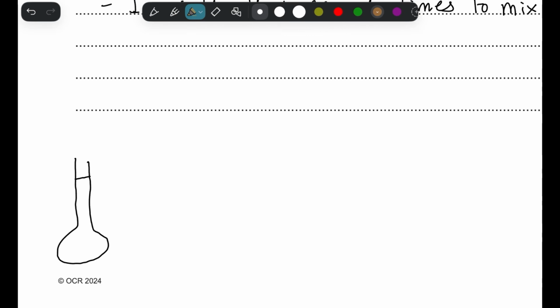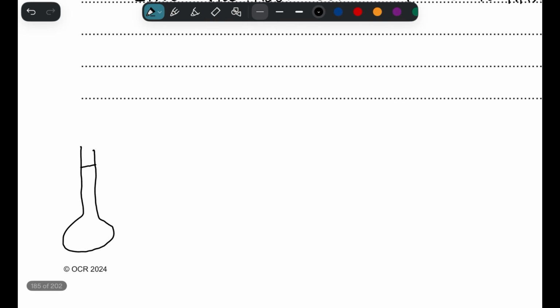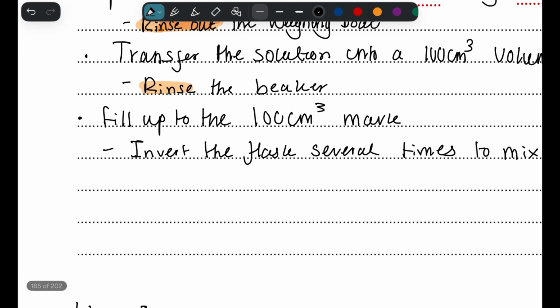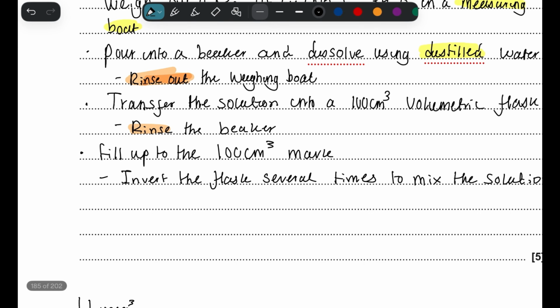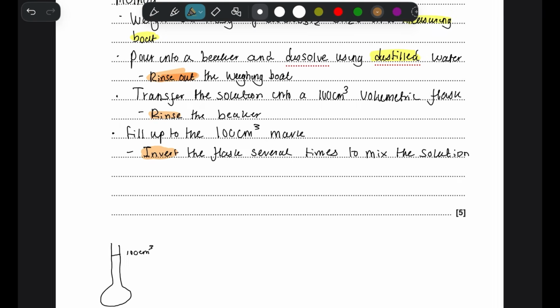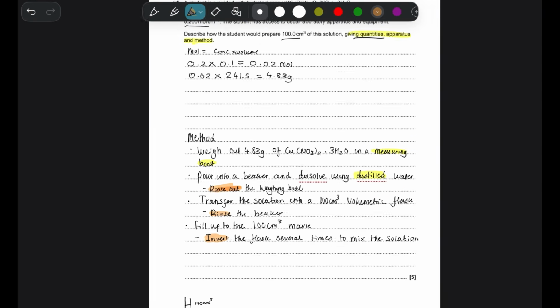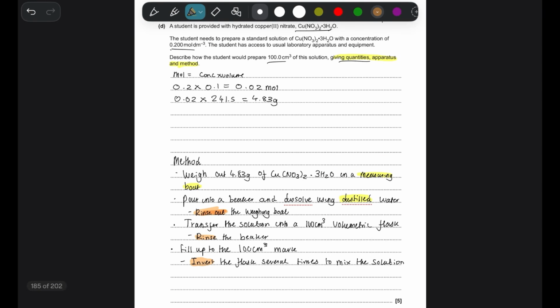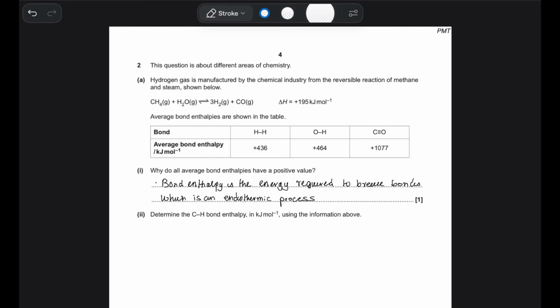Now, in case you don't know, this is what a volumetric flask looks like. It's got that kind of pear-shaped thing at the bottom. And this mark is going to be at 100 centimeter cubed or 250 centimeter cubed, whichever one you're using. Fill it up to the line, and then another really important method point is about inverting the flask several times to mix it. So that's your method, that was your calculation. And you can see here we've used quantities, we used apparatus, and we've also used method. So that's how you're going to get the marks for that.